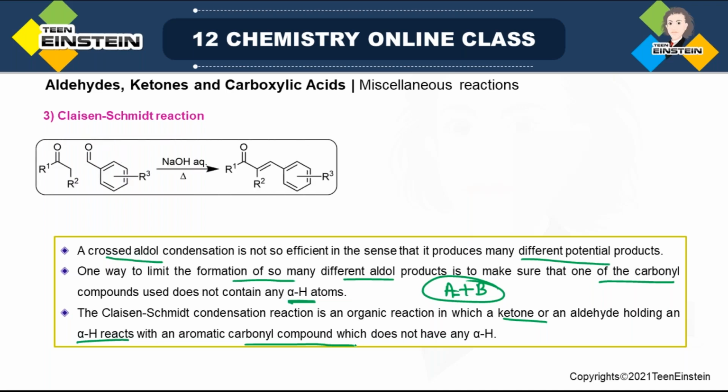So if we see the general scheme, suppose this is A. This is A because it has no alpha hydrogen. It is the aromatic carbonyl compound, and this is B. Now in B there is alpha hydrogen. These two are alpha hydrogens. Carbonyl generation is possible, so first there will be carbonyl generation. Look, this reaction condition is just like aldol. So this carbanion will attack this carbonyl carbon, and as a result we are getting this new C-C bond. Here the final condensation product.